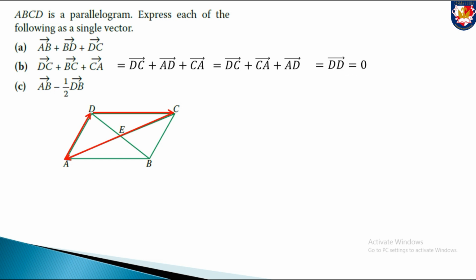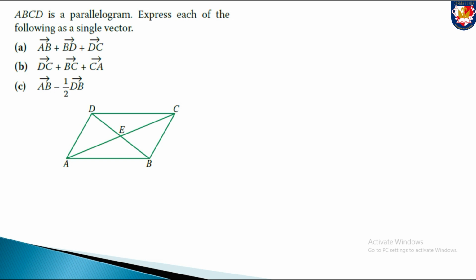And then C, vector AB minus a half of vector DB. It is equal to vector AB plus a half of BD. Because we multiply vector DB by negative, it becomes vector BD. We switch the terminal point and initial point. So it's equal to BD. This is vector AB, and then this is vector BD.